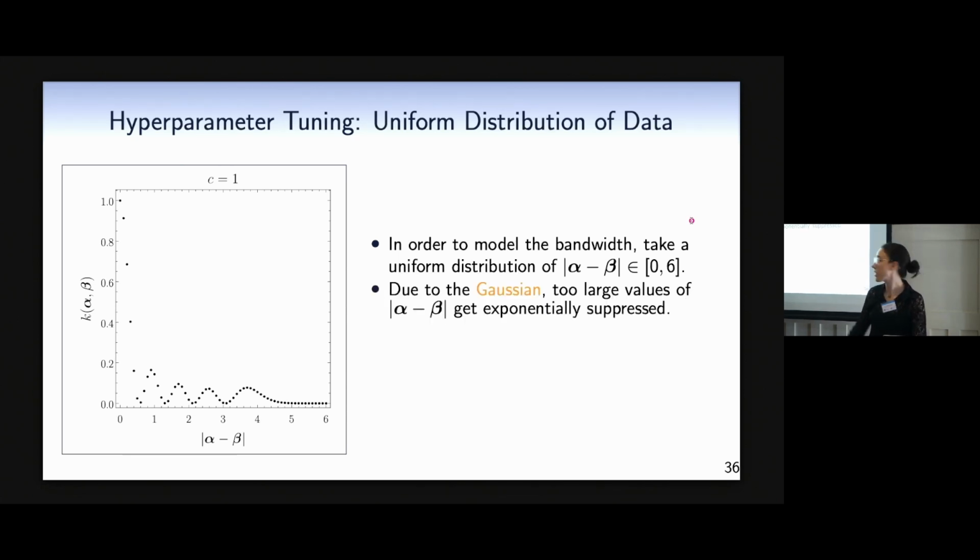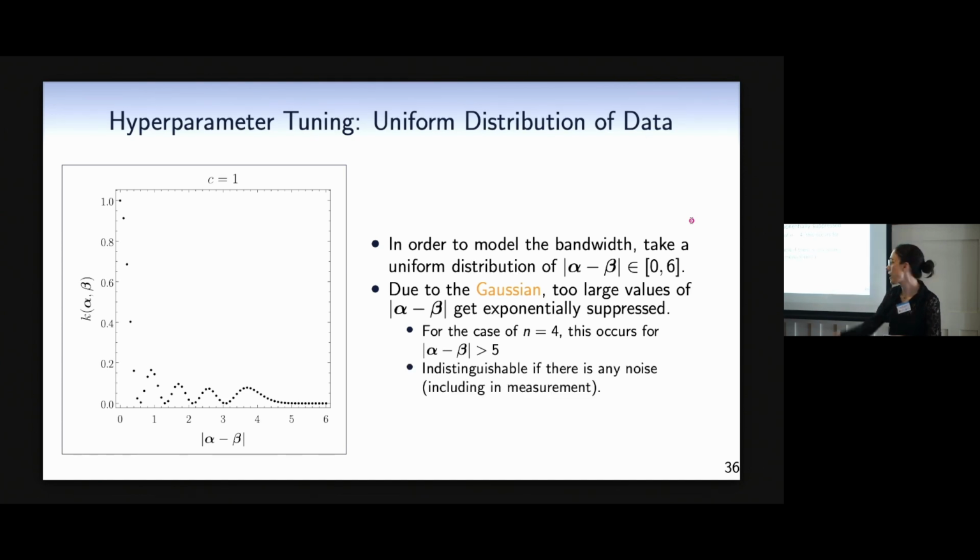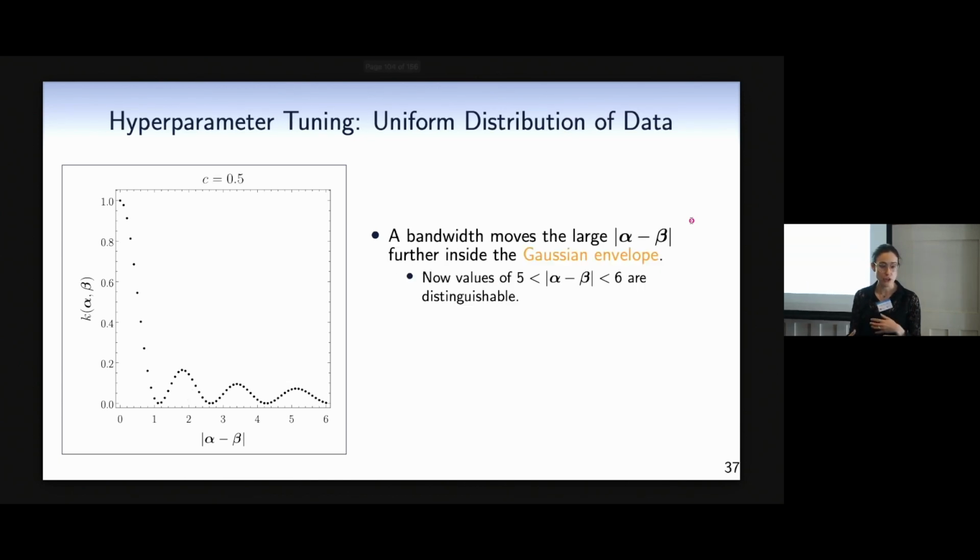So due to the Gaussian, as I said before, if you've got a distance way out here, it's going to be exponentially suppressed. And this is for n equals 4. In the n equals 4 case, it's showing up if the distance between alpha and beta is more than about 5. That's going to correspond to them being indistinguishable if there's any noise in your measurement for values out here. You're not going to be able to tell if you're here or here. As you're decreasing the bandwidth, you're basically moving the data further inside that envelope. So now you can actually distinguish values out here.